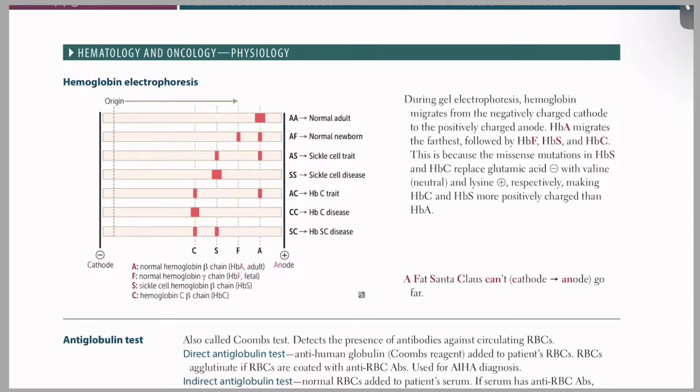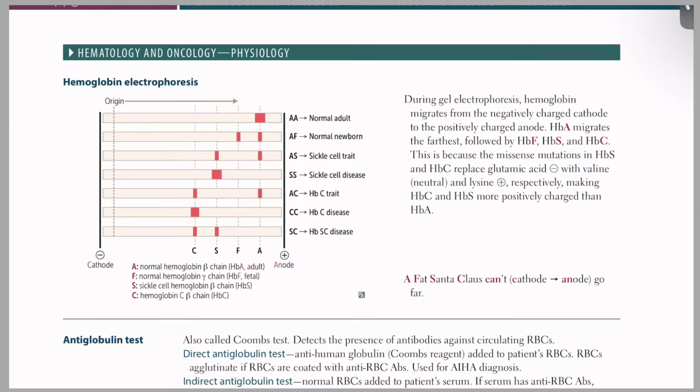A is equal to normal hemoglobin beta chain, HbA adult. F is equal to normal hemoglobin gamma chain, HbF fetal. S is equal to sickle cell hemoglobin beta chain, HbS. C is equal to hemoglobin C beta chain, HbC. If fat Santa Claus can't, cathode, anode, go far.